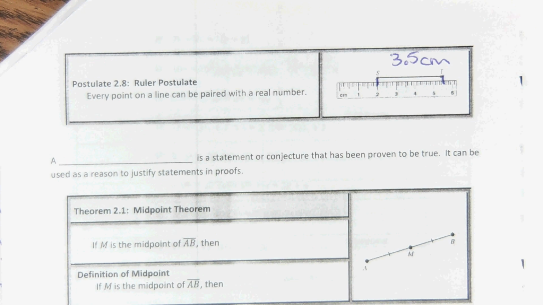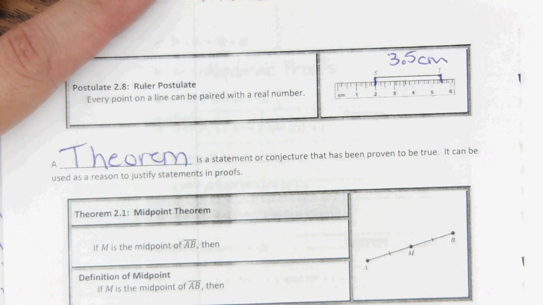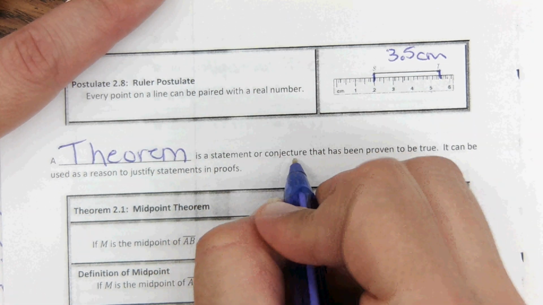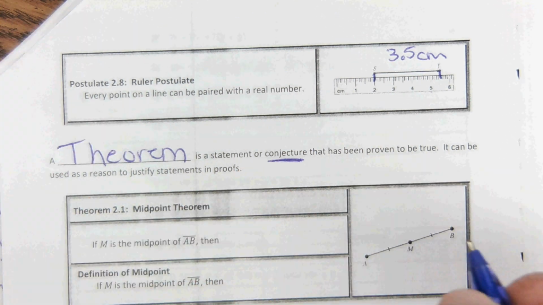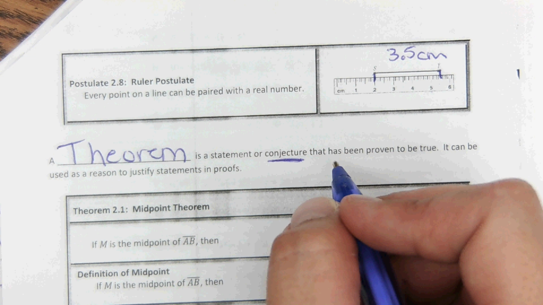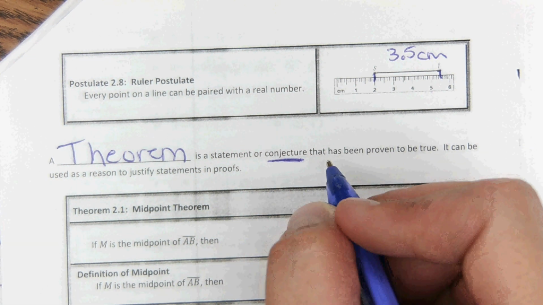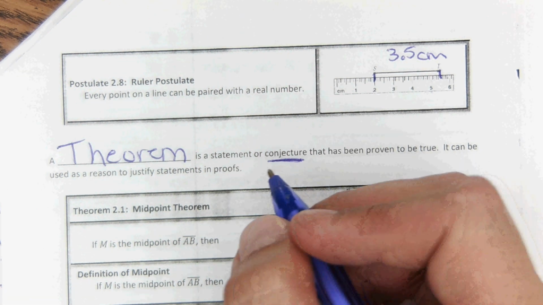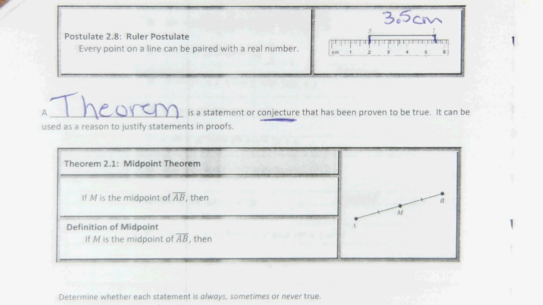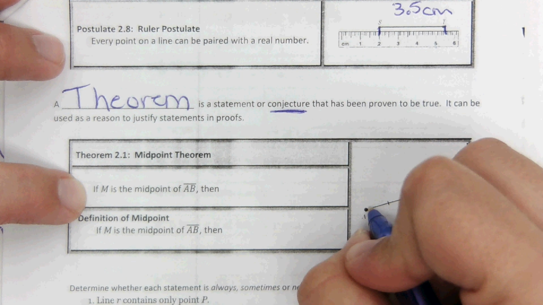And then a blank is a statement or conjecture that has been proven to be true. This is a theorem. You may have come across theorems in science. Well, I guess it's called a theory in science. But same thing, it's a statement or conjecture. We've been working with conjecture, which is based on a trend. It's an educated guess that has been proven to be true. Remember, conjecture could have a counterexample. These are things that haven't been found to have a counterexample. It can be used as a reason to justify statements or proofs.